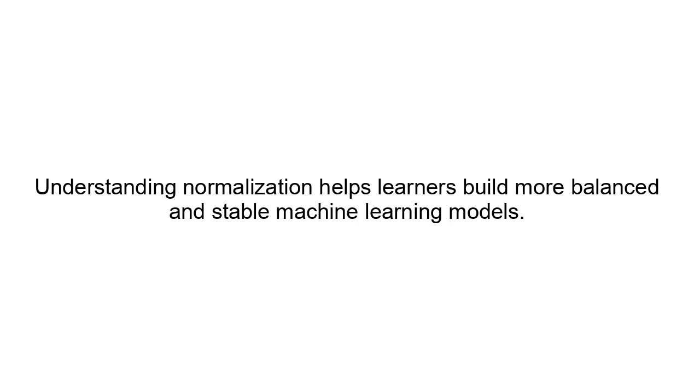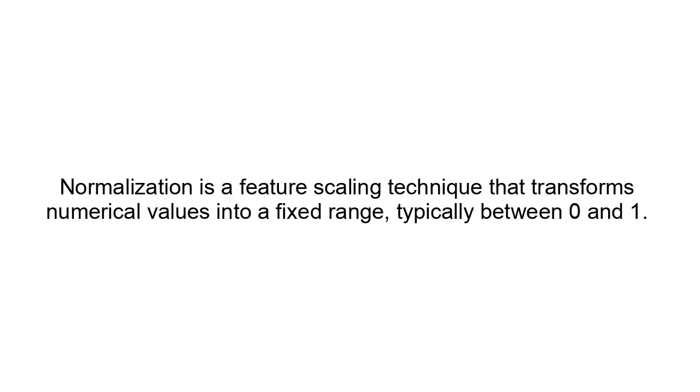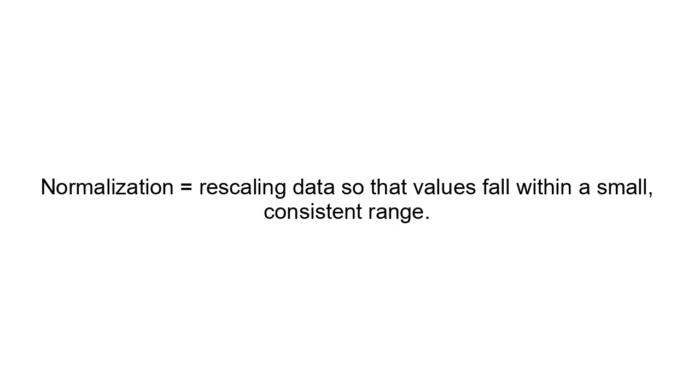What is normalization? Normalization is a feature scaling technique that transforms numerical values into a fixed range, typically between 0 and 1. In simple words, normalization equals rescaling data so that values fall within a small, consistent range. Example concept: large numeric range means normalization means values between 0 and 1. After normalization, all features have comparable scales.